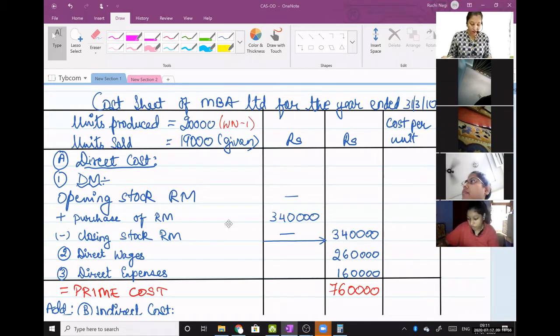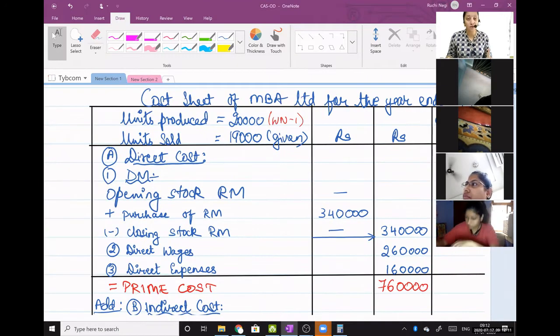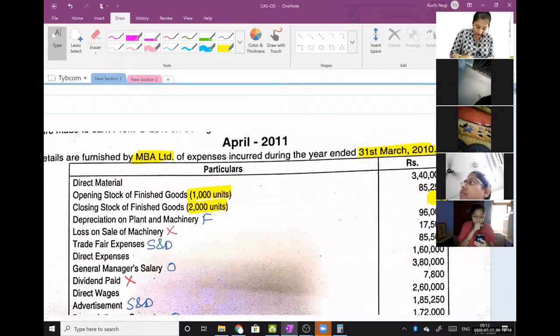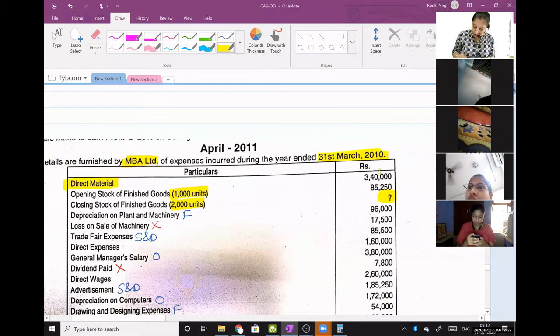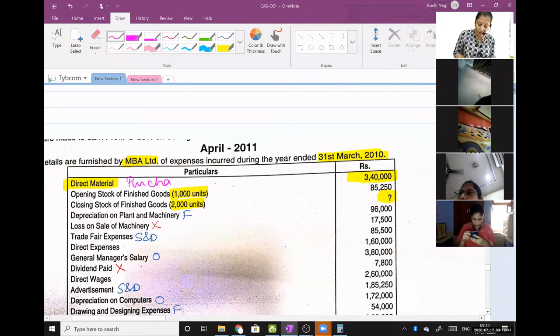Okay, start with direct cost. In that first, direct material. Opening stock of raw material is not given. Now students listen, see the formula. Opening stock of raw material, add purchase of raw material, less closing stock of raw material. If you look into the question, you only have direct material given, 3,40,000. Opening stock, closing stock, carriage inward is not there. So in such cases, when they give you only direct material as the heading, it means purchase of raw material. Or you can even assume it to be raw material consumed.